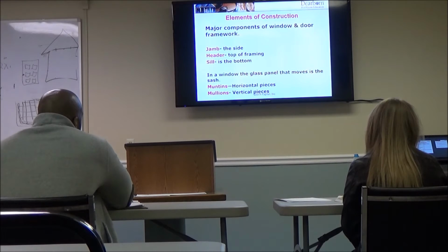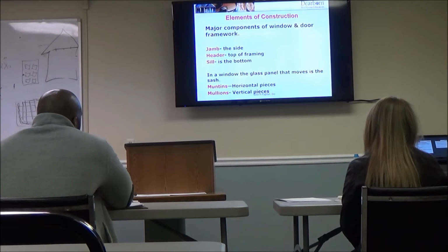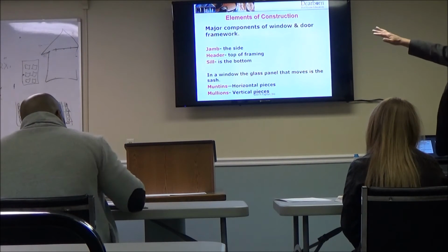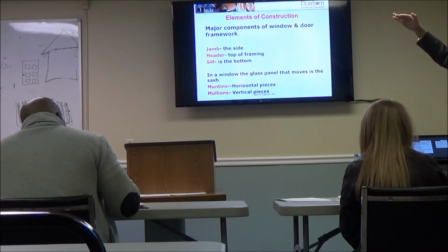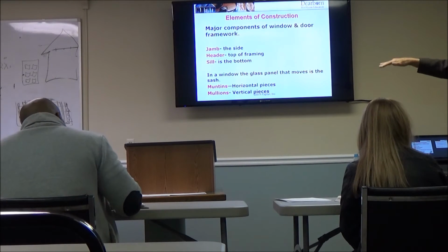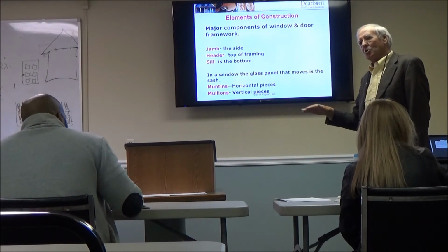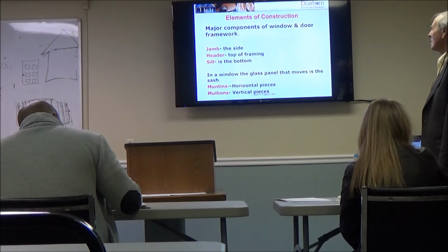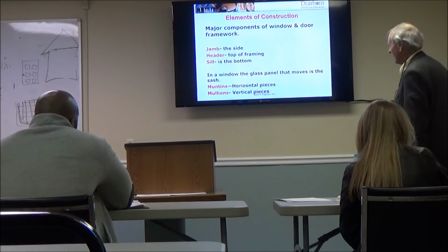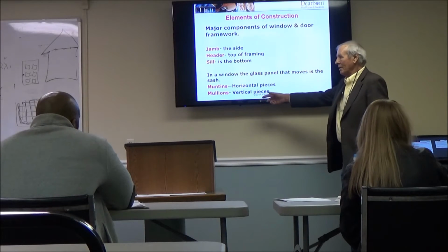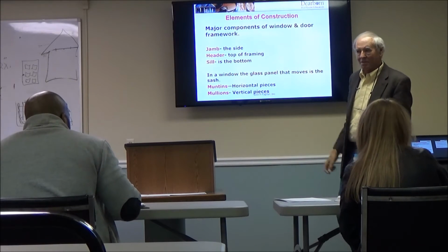Some major components of a window and door framework. We have a jamb, a header, the sill. When we're talking about construction now, the jamb is the side, the header is the top of the framing of that particular window or door. The sill is the bottom of that particular framing part, in this case, window or door. Sill is always the bottom. Now, this is good to remember. And on a window, the glass panel that moves is the sash.